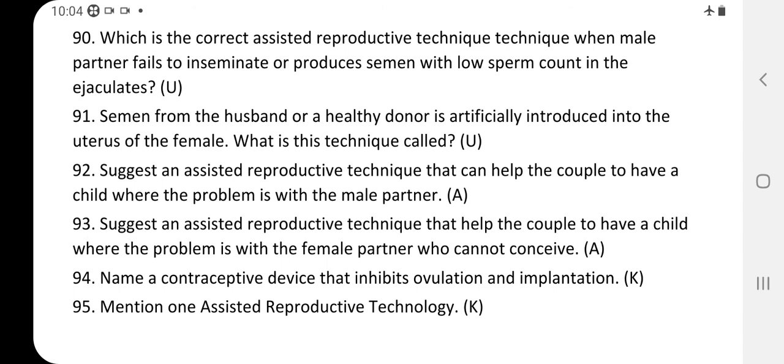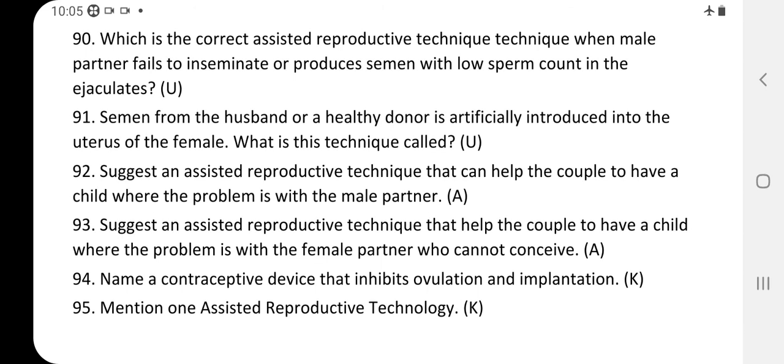95th, mention one assisted reproductive technology. The assisted reproductive technologies listed are in vitro fertilization, embryo transfer, test tube baby, zygote intrafallopian transfer or intrauterine transfer, gamete intrafallopian transfer, intracytoplasmic sperm injection, artificial insemination, and intrauterine insemination. Among these you can write any one.